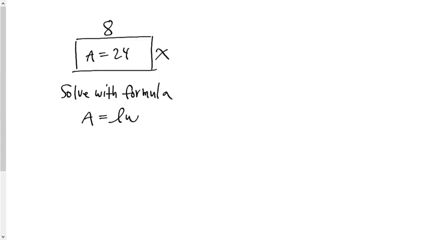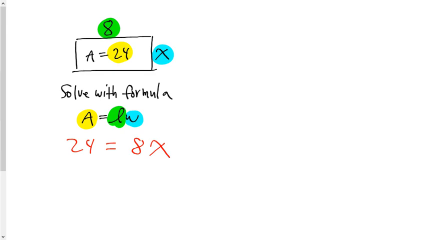In our second question, an area is given of a rectangle, 8 is the length, x is the width. It says solve with the formula area equals length times width. The area is 24, so I can substitute 24 where the A was in my formula. Since the length is 8, I can put 8 where the length is, and the width is w, so I can leave it as x.